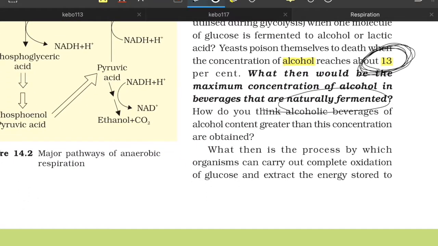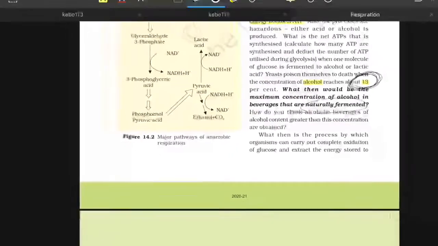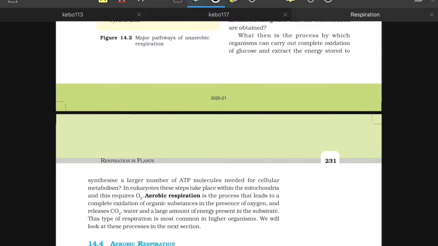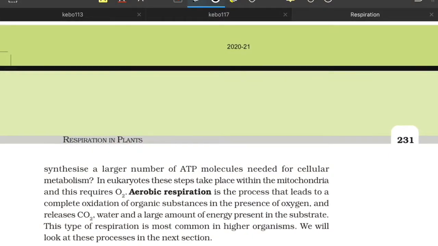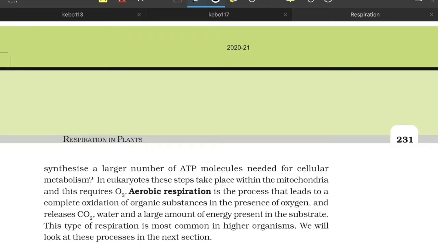Sorry. What then is the process by which organisms can carry out complete oxidation of glucose and extract the energy stored in it to synthesize a large number of ATP? That is very simple. That is aerobic respiration. That is what we're going to see. It requires oxygen. The presence of oxygen leads to complete oxidation and release of carbon dioxide, water, and a large amount of energy present in the substrate. This type of respiration is most common in higher organisms. We'll look at it in the next session.